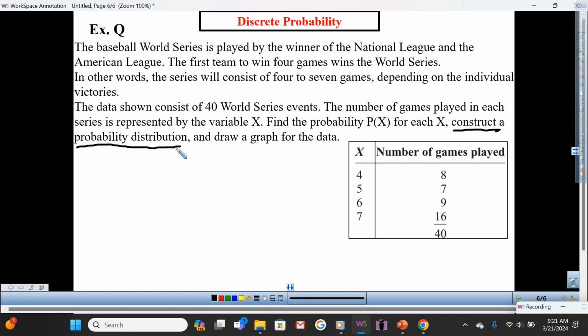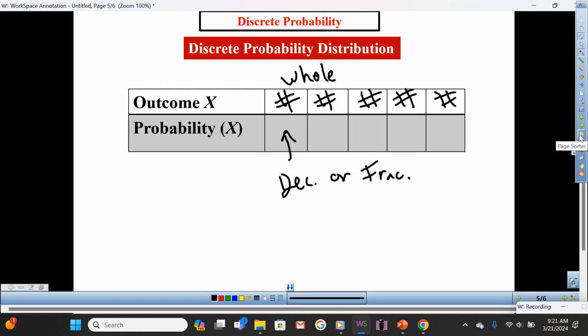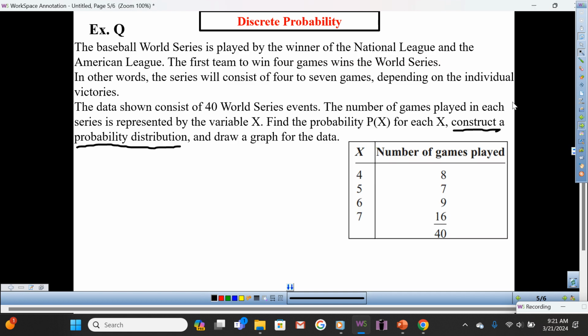What does that mean, Fernando? To make a table. Big term, but that's all it says. And once again, it has to look something like that. Yes? So first of all, write on your paper, example Q. Don't copy all the verbiage. I want you to copy the table, and then we're going to make a probability distribution on the side.